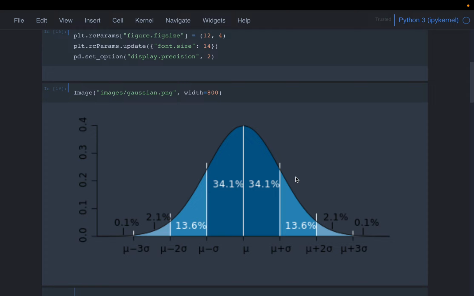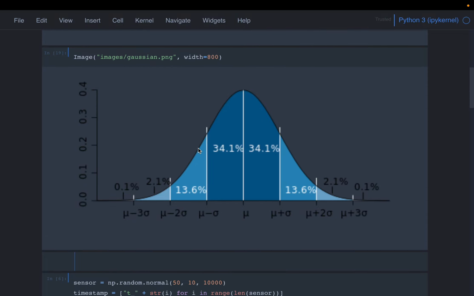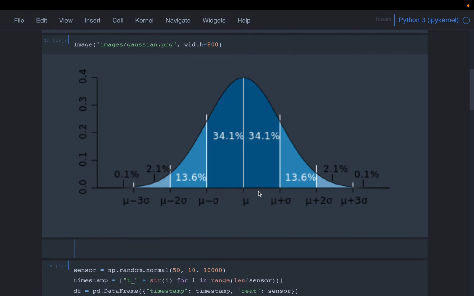Here is a Gaussian distribution image from Wikipedia. The Gaussian distribution, or normal distribution, is represented by two values: the mean mu and the standard deviation sigma. Using these two values, we can generate a normal or Gaussian distribution.